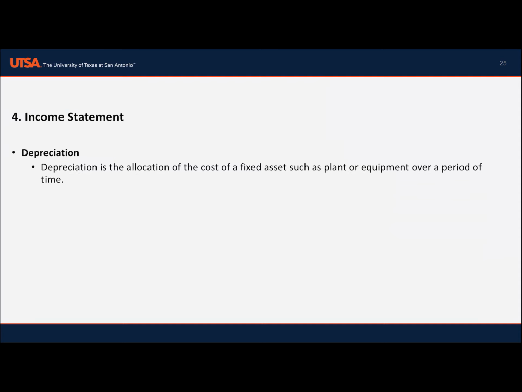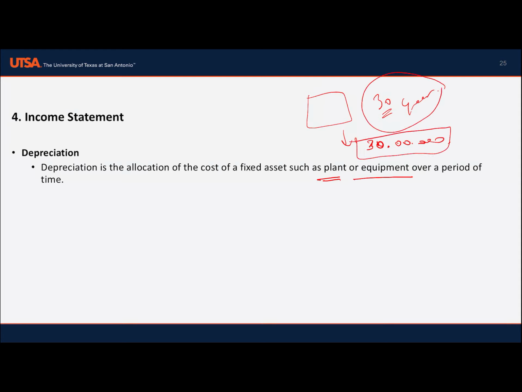Depreciation is the allocation of the cost of fixed assets, such as a plant or equipment, over a period of time. So you have a warehouse. The lifetime of the warehouse is 30 years. The cost of the warehouse is, let's say, $30 million. So you need to revalue the value of the warehouse each year by looking at the lifespan of the warehouse and the value of the warehouse at the beginning of the period.